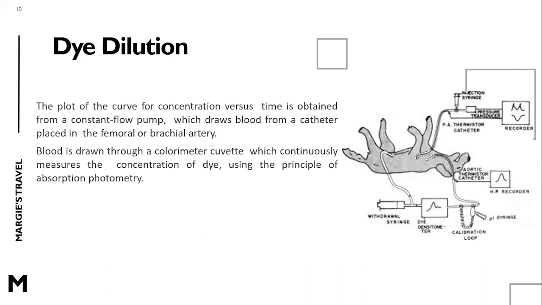Next, the plot of the curve for concentration versus time is obtained from a constant flow pump, which draws blood from a catheter placed in the femoral artery. Blood is drawn through a colorimeter cuvette, which continuously measures the concentration of dye using the principle of absorption photometry.